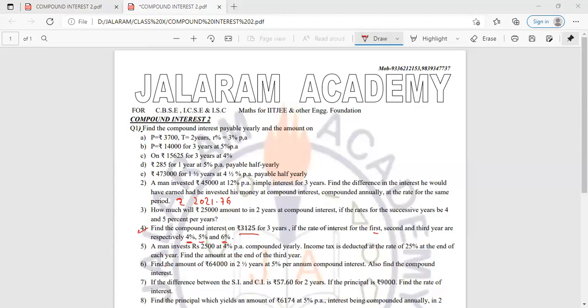So welcome back students for the discussion of the questions of compound interest in which interest is payable half yearly, like this question number 1E in our assignment. Find the compound interest payable yearly and the amount on rupees 4,73,000 for 1.5 years at 4.5% per annum payable half yearly. So rate of interest is also fractional, time is also fractional, but the interest is payable half yearly. So let's start this question.